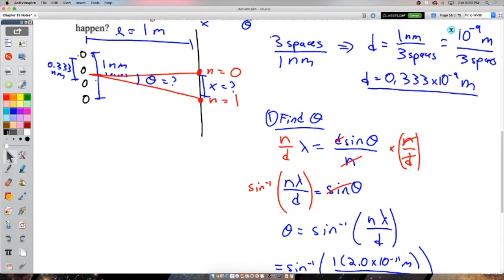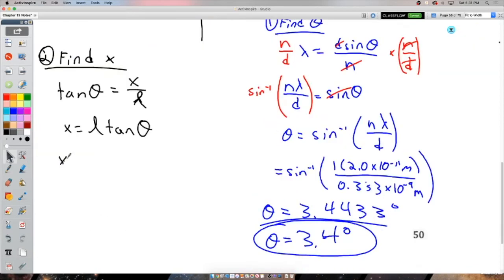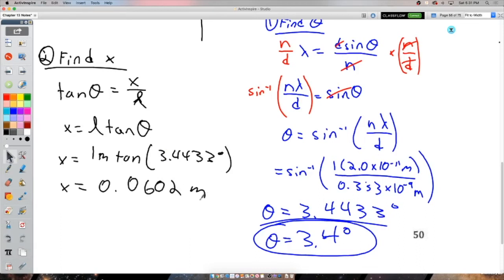So let's go to step 2. Again, tan of theta equals opposite over adjacent. So opposite is x, adjacent is L, and so x equals L tan theta. X equals 1 meter times the tan of 3.4433 degrees. So I got 0.0602 meters, or if you'd rather, x equals 6.0 centimeters to 2 sig digs.